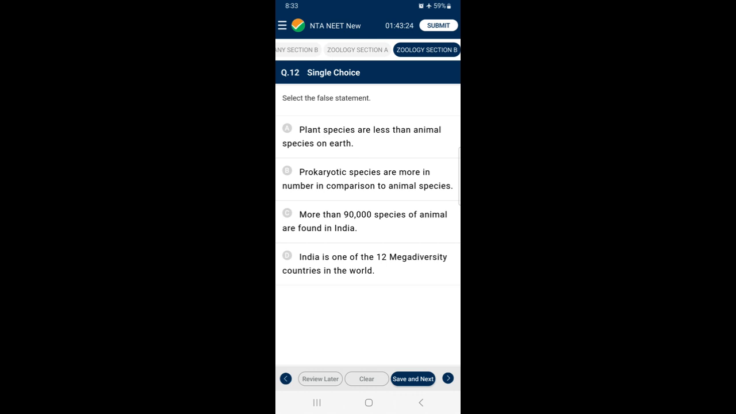Question number 12. Select the false statement. Some interesting aspects about Earth's biodiversity: animal species are greater than 70%. Plant species, including algae, fungi, bryophytes, gymnosperms and angiosperms, 22%. Other species, including prokaryotic and protist species, lesser than 8%. So the answer for this question is option B. The statement that prokaryotic species are more in number in comparison to animal species is a false statement.